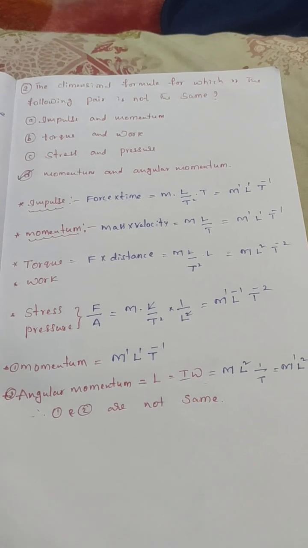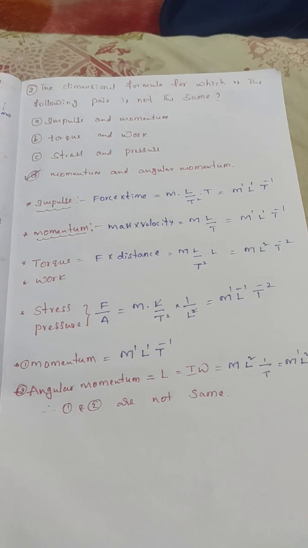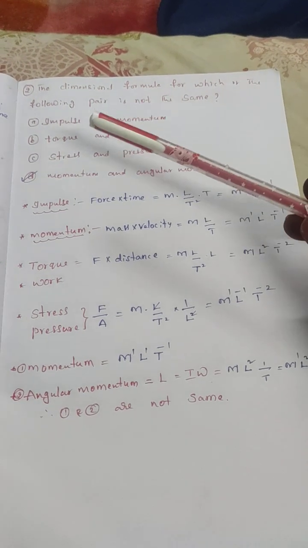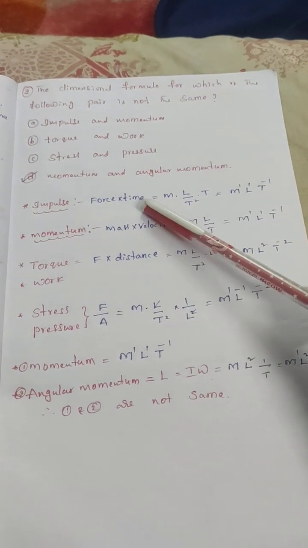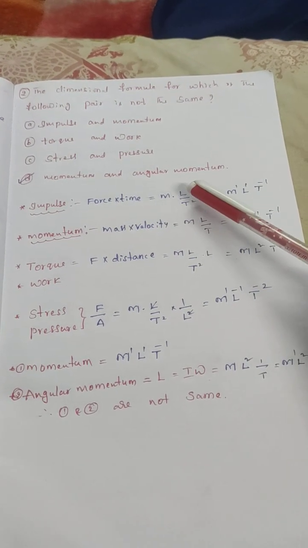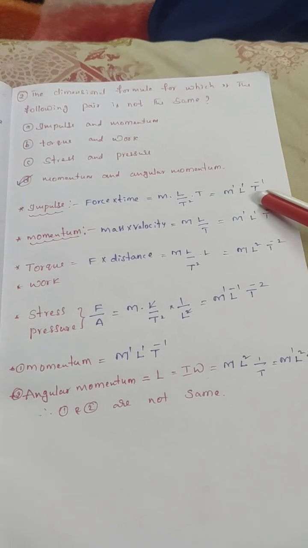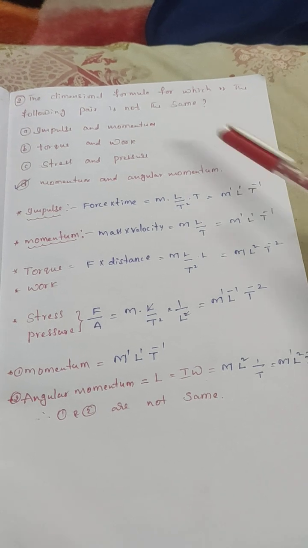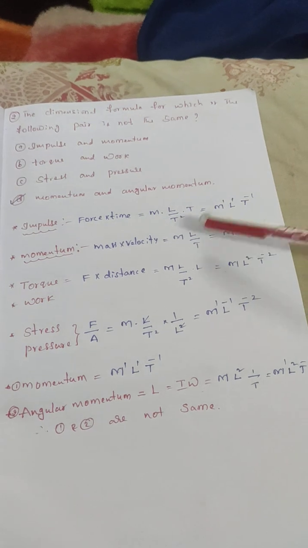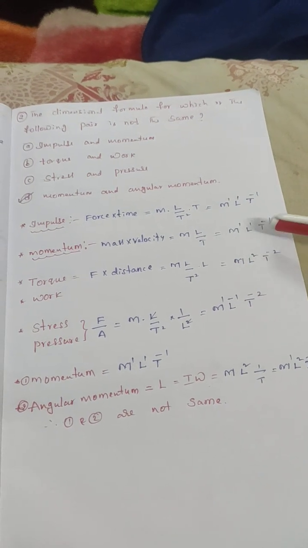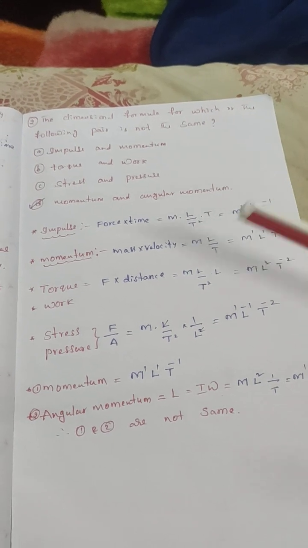Which of the following pairs has dimensional formulas that are not the same? We have to know all physical quantities' dimensional formulas. First, impulse and momentum. Impulse is force into time. Force is ma, mass into acceleration L by T square, into time: M power 1, L power 1, T gets cancelled, T power minus 1. Next, momentum is mass into velocity, mass into L by T: M power 1, L power 1, T power minus 1. That means in the first option both are the same.